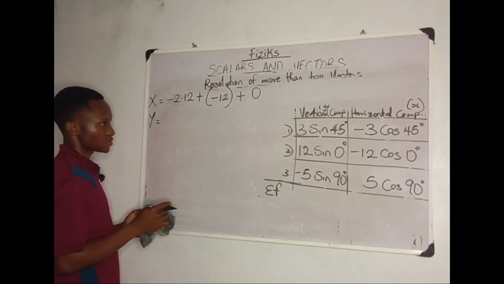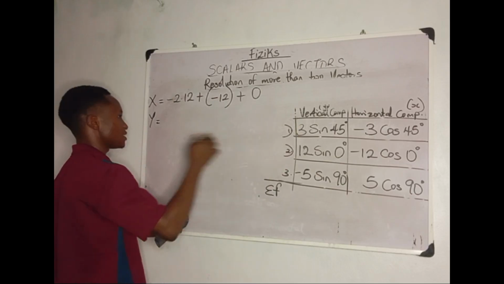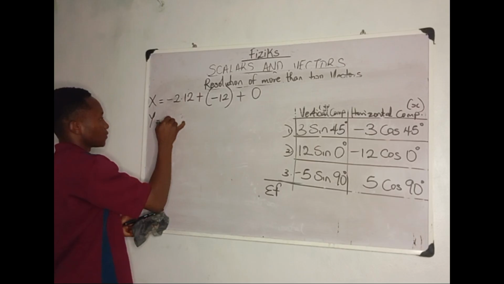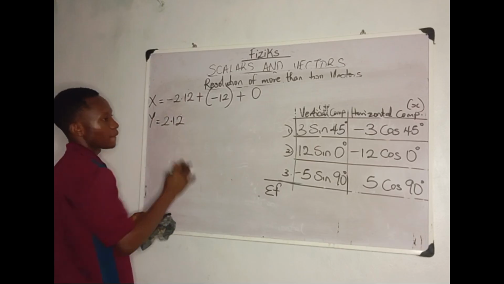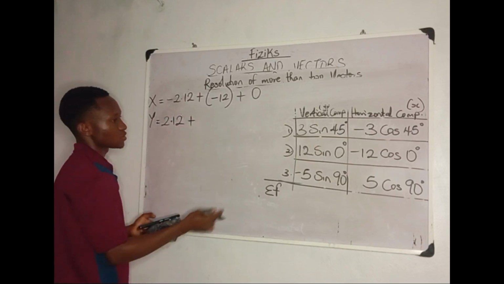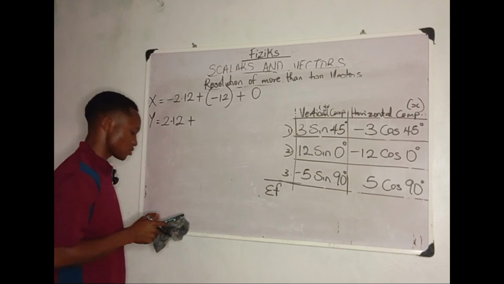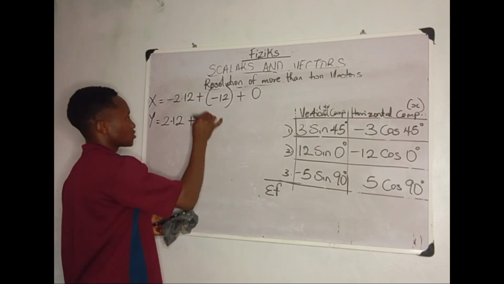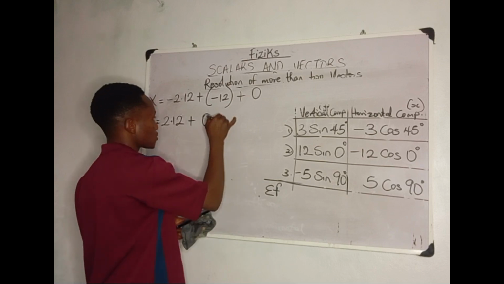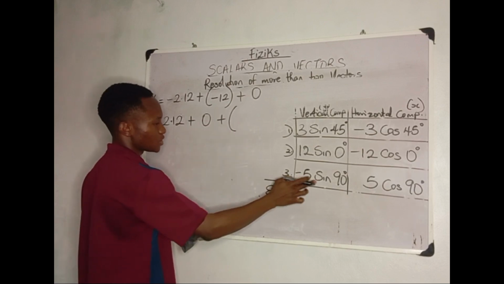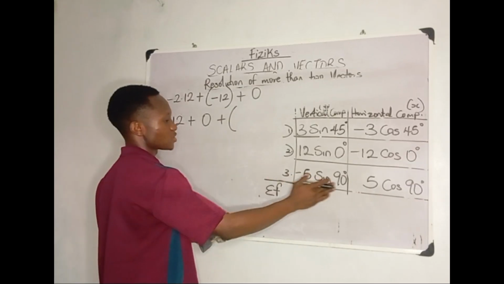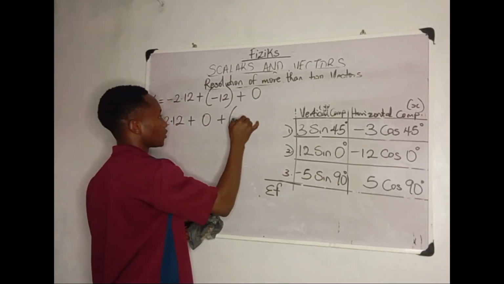Let's go to the y-axis. Now for the y, we have 3 sine 45. It's going to give you 2.12. Next one, plus this is 12 sine 0. Sine 0 is actually 0. So 0 times the 12 is going to give you 0 plus, open bracket, this is minus 5 sine 90. Sine 90 is 1. So minus 5 times the 1, that will give you minus 5.